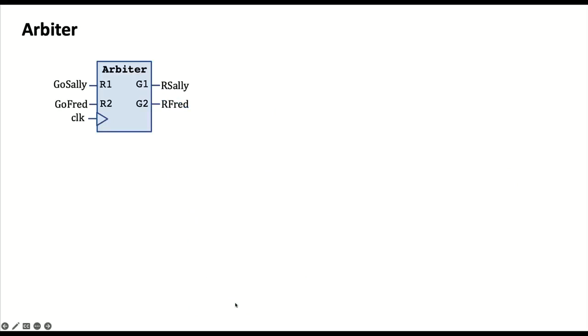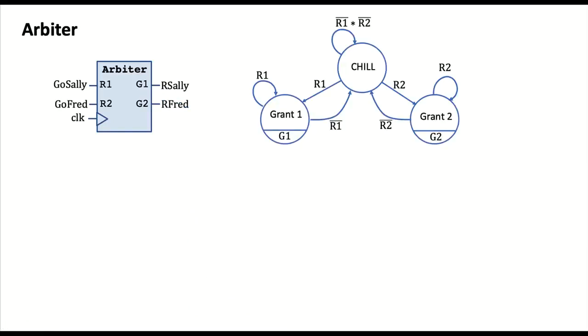Okay, so what does this look like? Well, we could do this. We always start out in chill, and if no one's requesting it, we stay put. And if Sally requests it, then Sally gets it, and Sally gets to keep it as long as Sally wants it. As soon as Sally doesn't want it, we go back to chill. Or, if Fred wants it, we'll have a similar state over here. Fred gets to keep it until Fred doesn't want it anymore, and then we'll go back to chill.